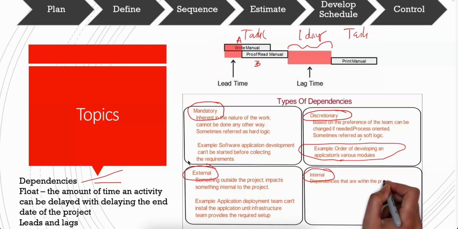All right. Float and lag are very close. And so the definition of float is the amount of time an activity can be delayed without delaying the end date of the project. Memorize this. Memorize, because that's the only way you will get it.